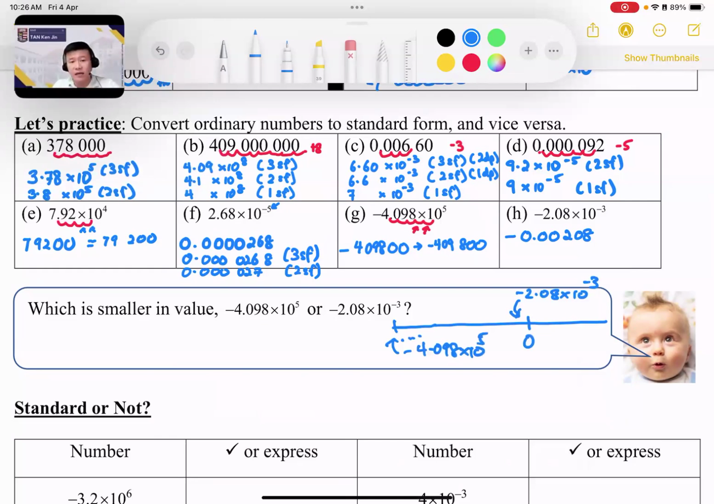Okay, so which is smaller in value? Well, clearly the smaller one in value is going to be this one, negative 4.098 times 10 to the power of 5.